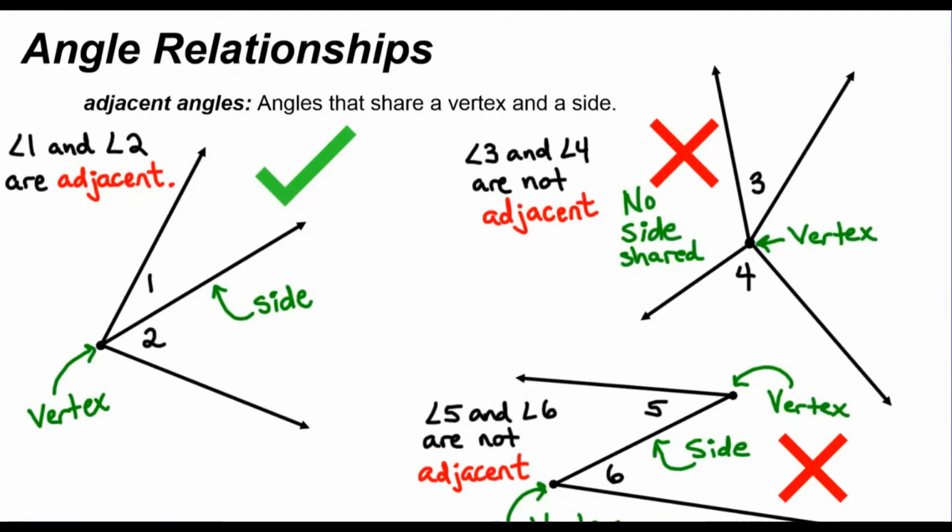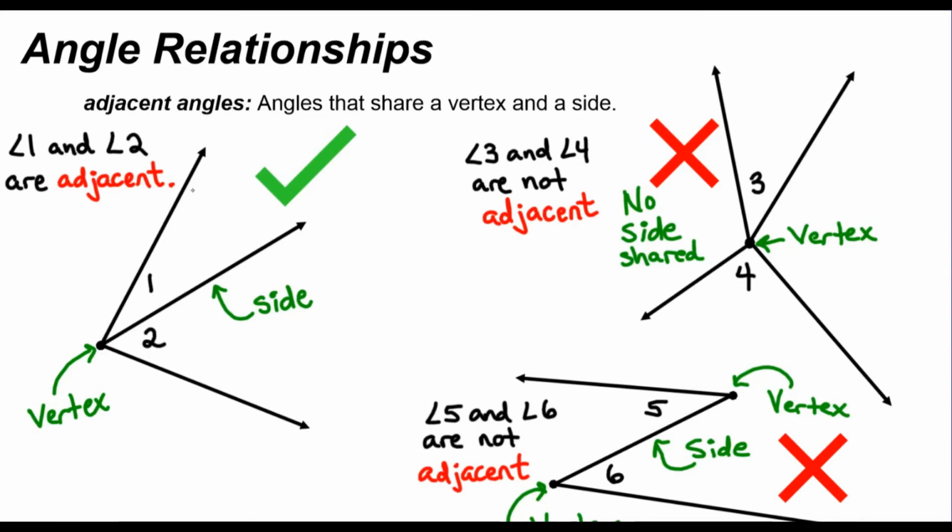Another type of angle relationship is called adjacent angles. Adjacent angles are angles that share a vertex and a side. It has to be both. It cannot be one or the other. It has to be both. So looking at this example on the left, angle 1 and angle 2 are adjacent. And what makes them adjacent? They're like neighbors that share a fence. They have this side in between them that they both have in common.